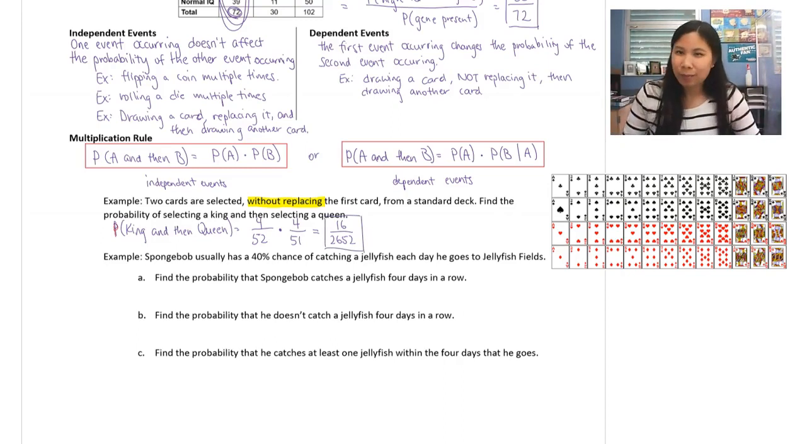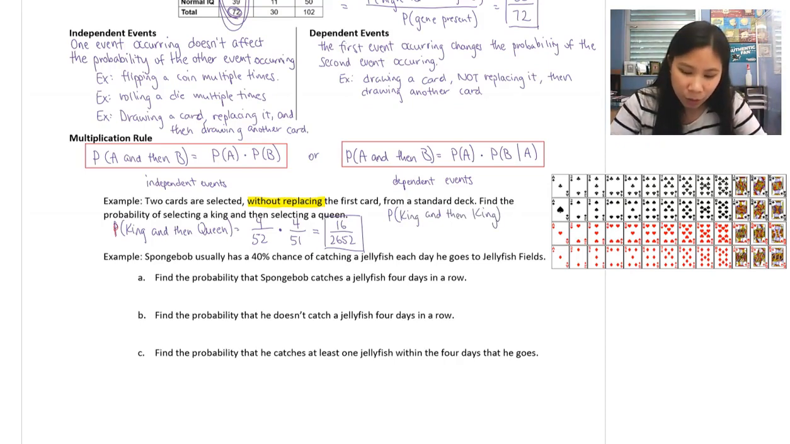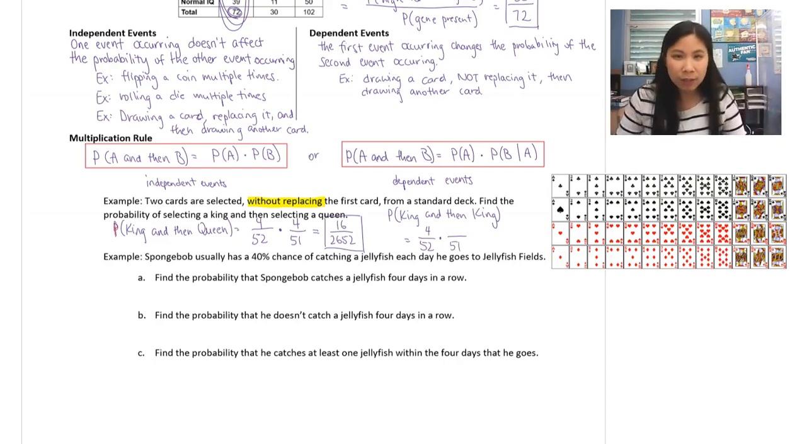I want to do another similar question, just this time getting like 2 kings in a row. So probability of a king and then another king. So 2 kings in a row. So if I were to do it this way, again, not replacing the first card, then the first card that I draw, I want it to be a king. There are 4 kings out of the 52. But then the second time, since I'm not putting my first king back in, now there are only 51 cards left in the deck, and I already took out a king.